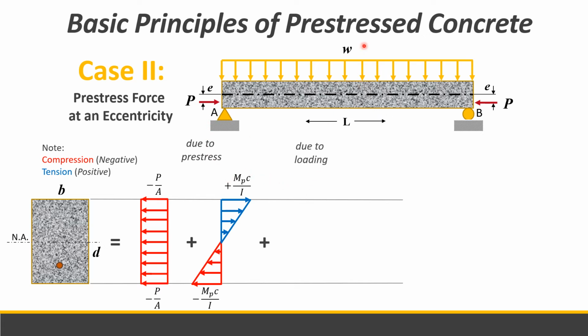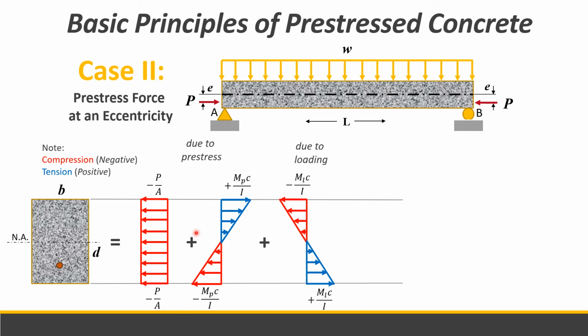Now, due to the loading, it is the same idea, but the effect on the beam is to curve it downward. Meaning at the bottom there is tension and at the top there is compression. So negative MC over I and positive MC over I. These are the three stresses in our beam, loaded with a distributed load omega and a pre-stressing force P at an eccentricity E.